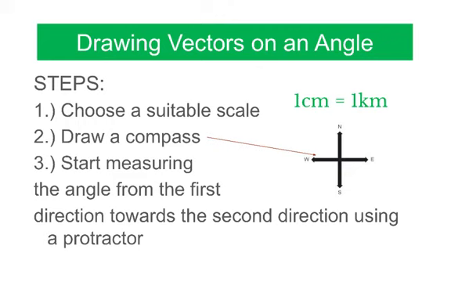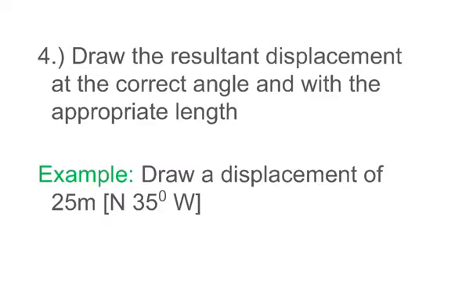For instance, if I had 10 kilometers, 1 centimeter equals 1 kilometer, that means I would make a 10 centimeter line or an arrow on my page. Next thing I have to do is draw a compass, north, east, south, west, and then I'm going to start measuring. So I start measuring the angle from the first direction towards the second direction using a protractor. We're going to talk about angles in a moment. You'll see all this come together. And the last thing I have to draw is the resultant displacement at the correct angle with the appropriate length.